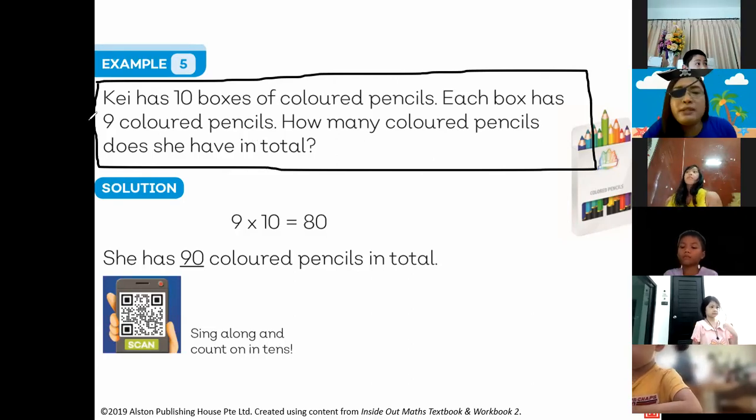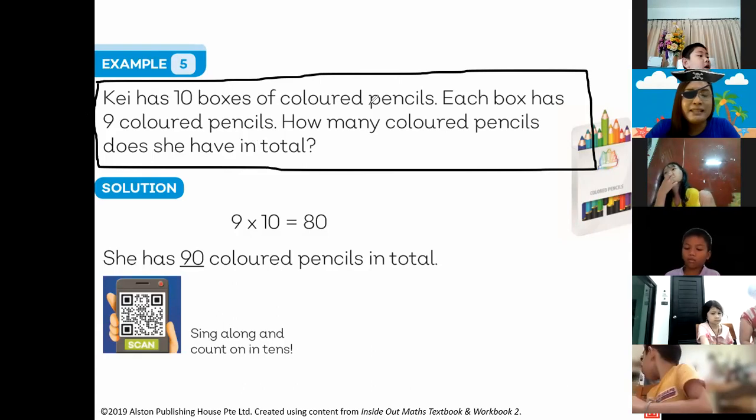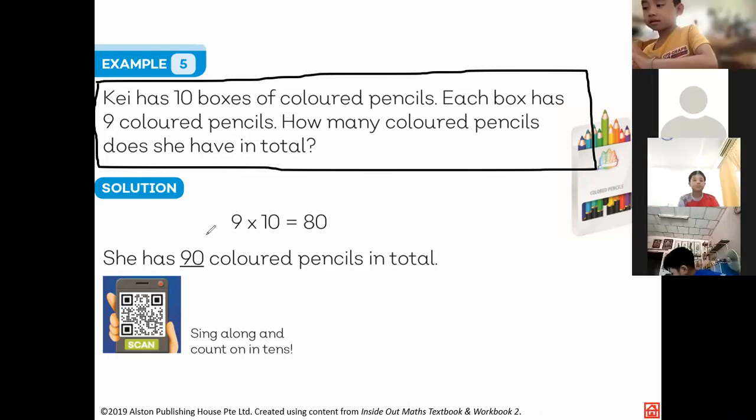So I'm gonna read one more time. K has 10 boxes of colored pencils. Each box has 9 colored pencils. How many colored pencils does she have in total? So here's the solution, class. It's very easy. So she has 9 colored pencils. You just have to multiply it by 10.